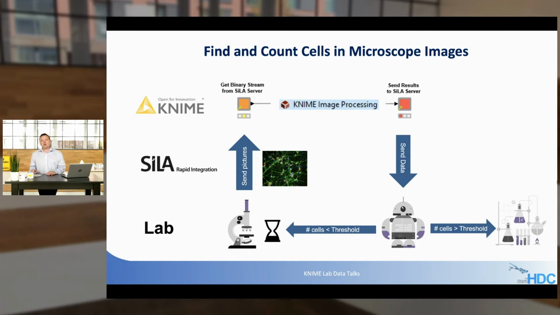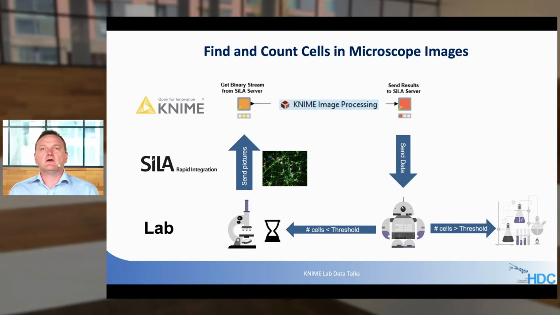On the microscope, we have a small program that gets the pictures in a zip file and sends them, if Knime requests them, to a component which you can directly download from the internet. This component stores the pictures, unpacks them, and stores them locally. You pass the images through to the Knime image processing nodes, and then the result numbers are sent back over a separate component to the same SiLA server, either to a robot or to a human, who then just gets the result. So you get image analysis directly coupled to your device.